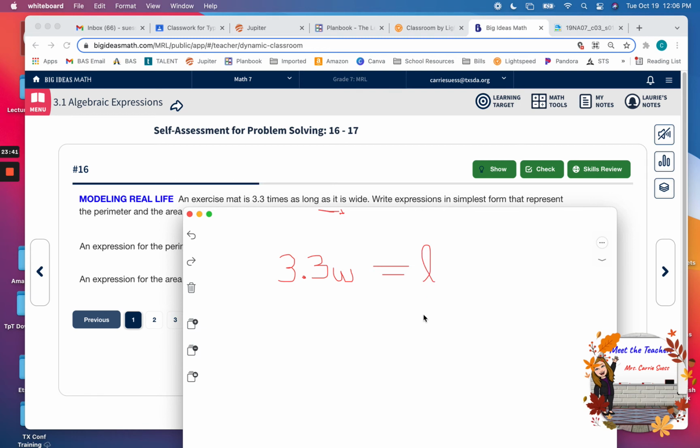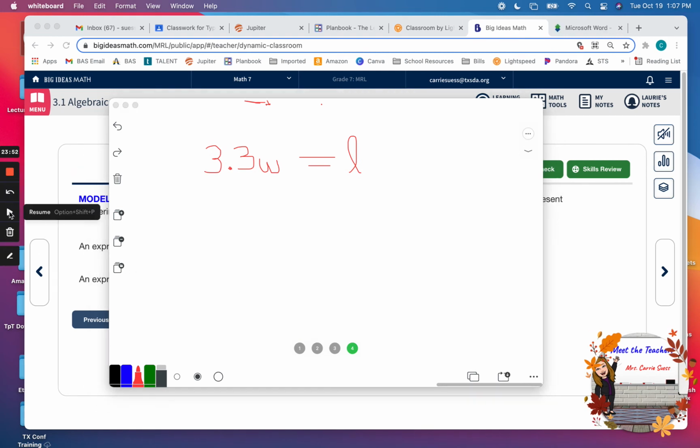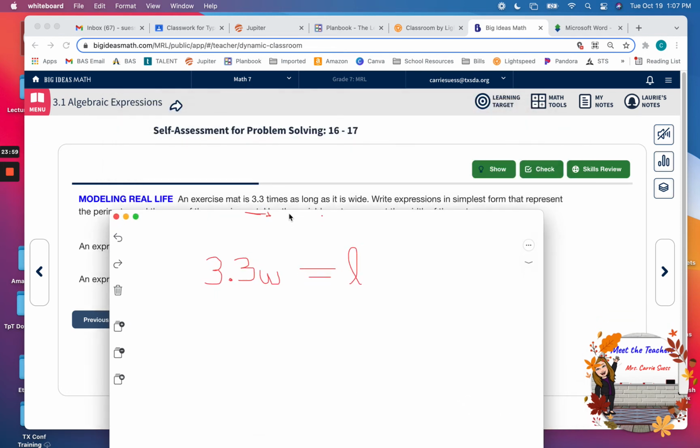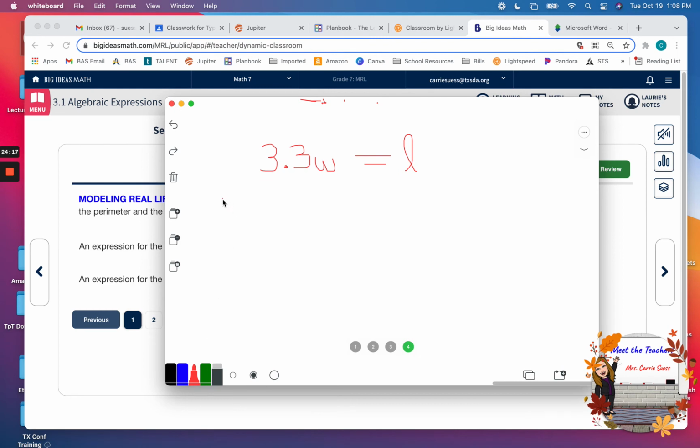Wouldn't that be 3.3? I'm thinking, hold on. 3.3 times as long as it is wide. Uno momento. Okay, so we talked about how we set this up, okay? Sorry, I paused and came back. It told you that it is 3.3 times as long as it is wide. So the length, see the L here? The length is 3.3 times the width. All right, everybody understand how I got that? Okay, so now you need to discuss what is the perimeter.